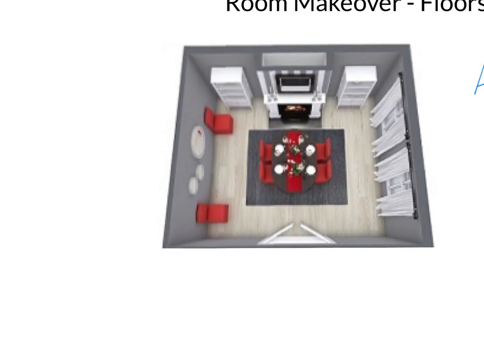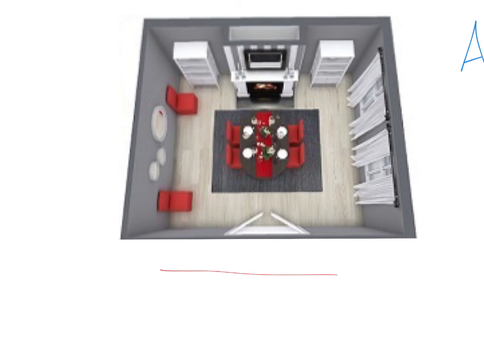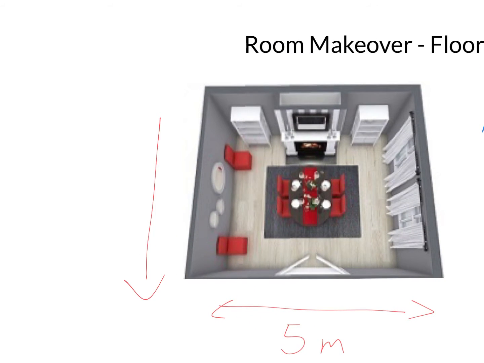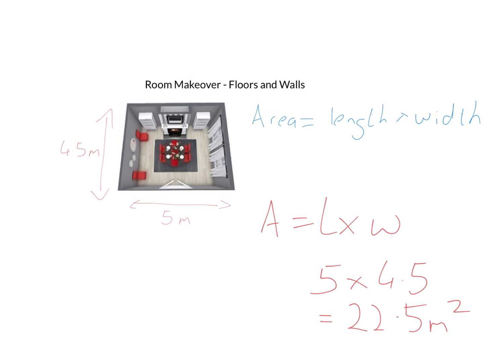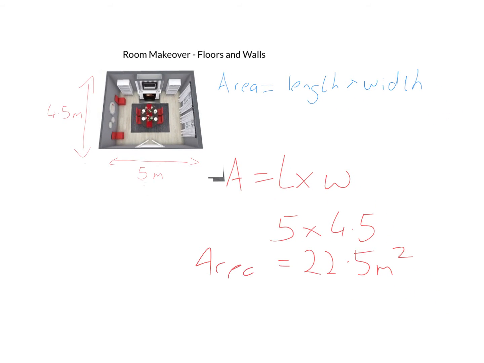So let's say you're measuring your bedroom at home and you measure that the bedroom is 5 meters wide and 4.5 meters long. To find the area of that bedroom, you just use your area formula. The area is equal to the length times the width. The length in this room is 5 meters and the width is 4.5 meters. If we multiply the two, we get 22.5 meters squared. That will be our area of that floor.